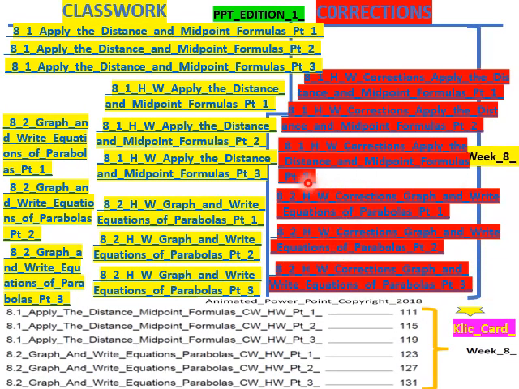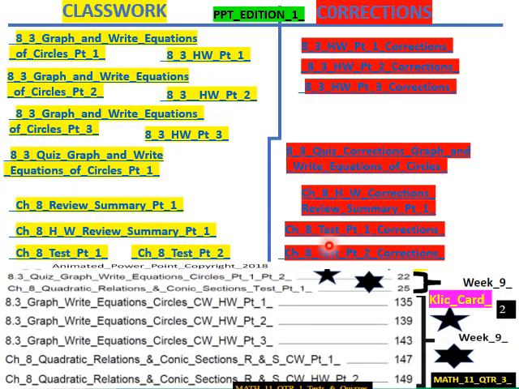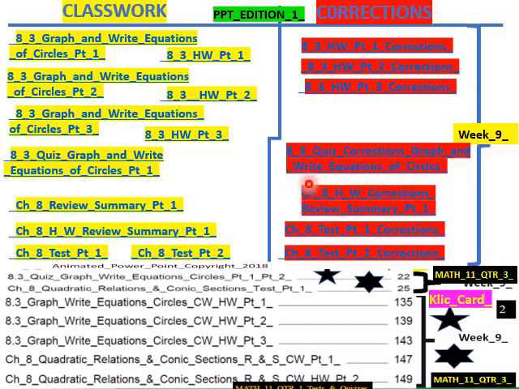And then week 8, we go right into chapter 8. Here's your classwork. It's another big week. Then here's your homework corrections over here for week 8. Here's your click card. And again, it's Algebra 2 or Math 11, quarter 3, week 8. And then we finish up here with week 9. We finish out half of chapter 8 with a review and summary, and then our test for half of chapter 8, and your corrections over here.